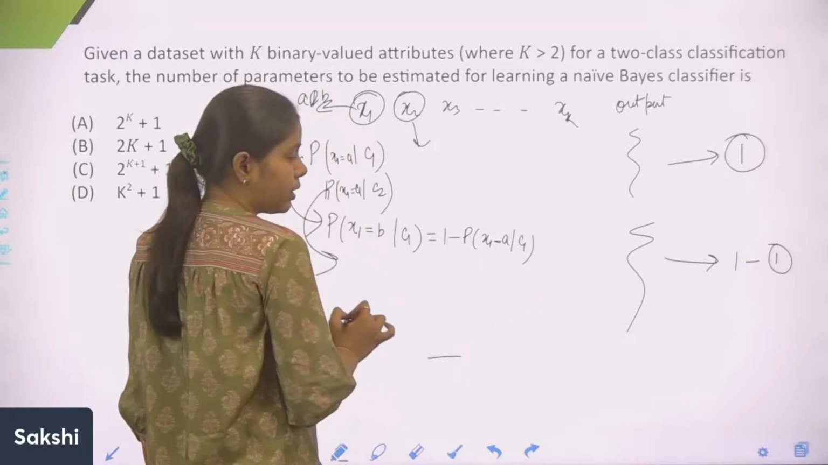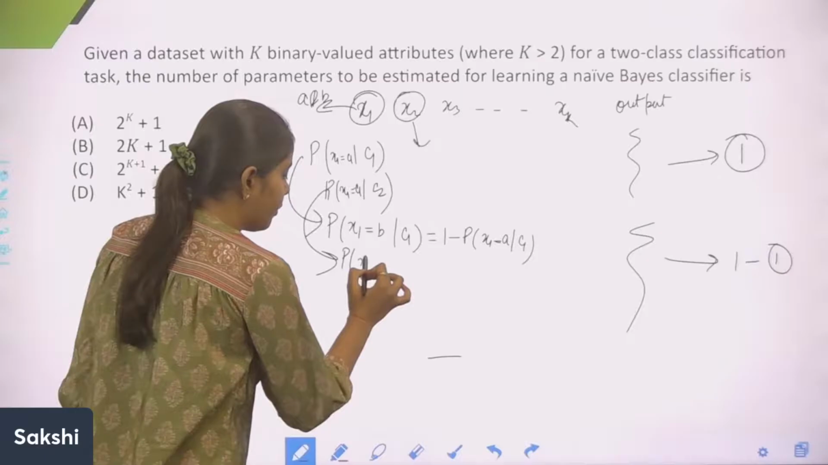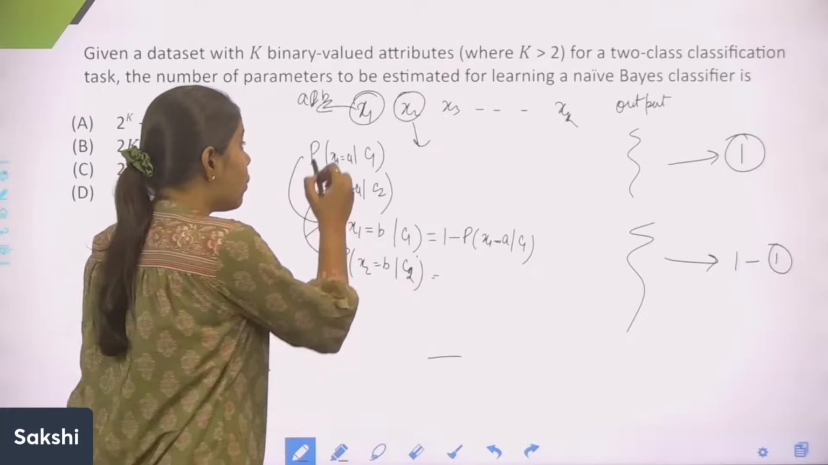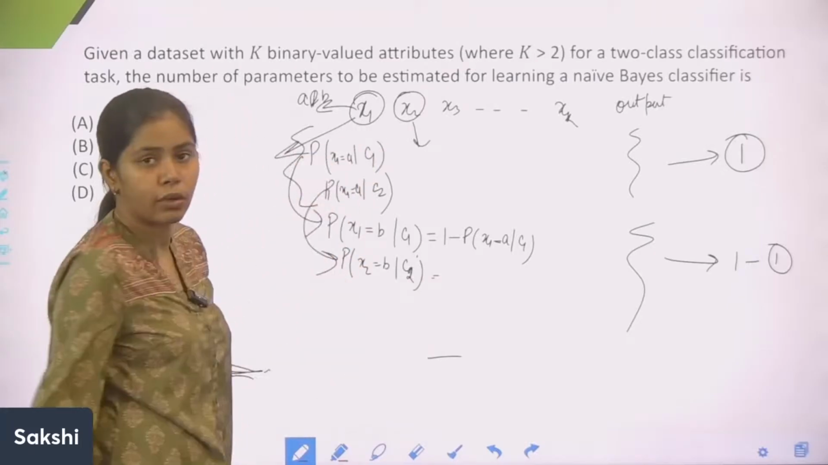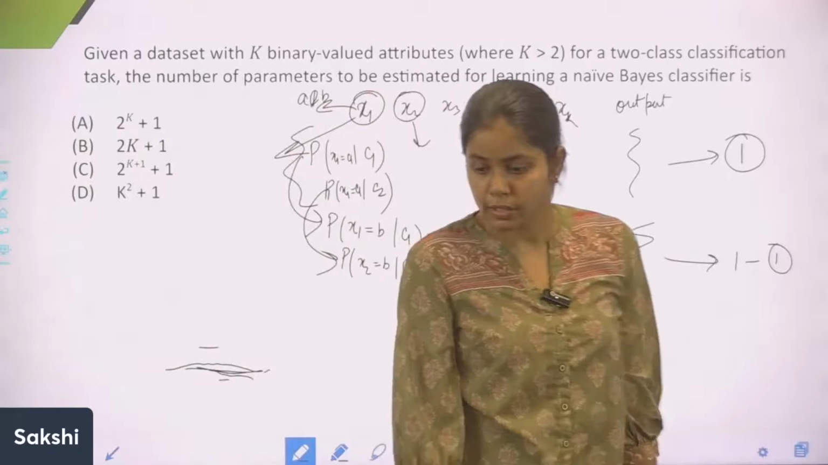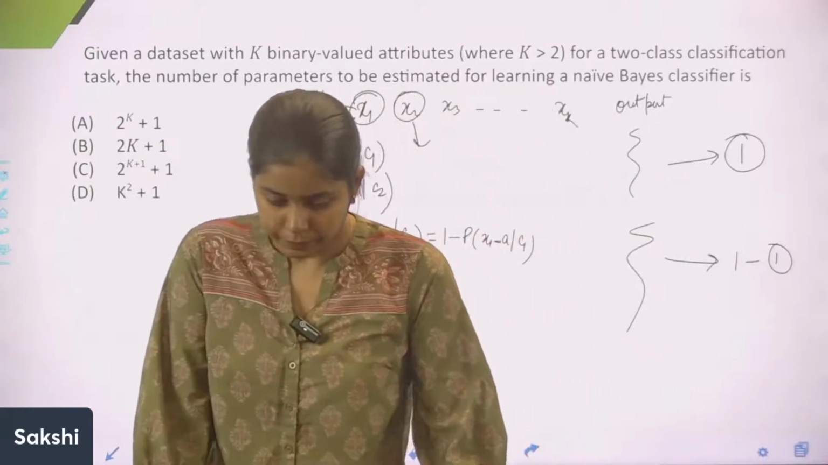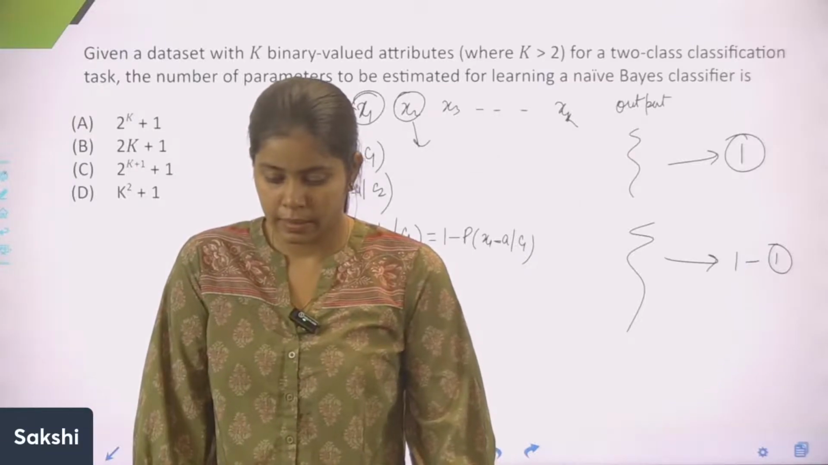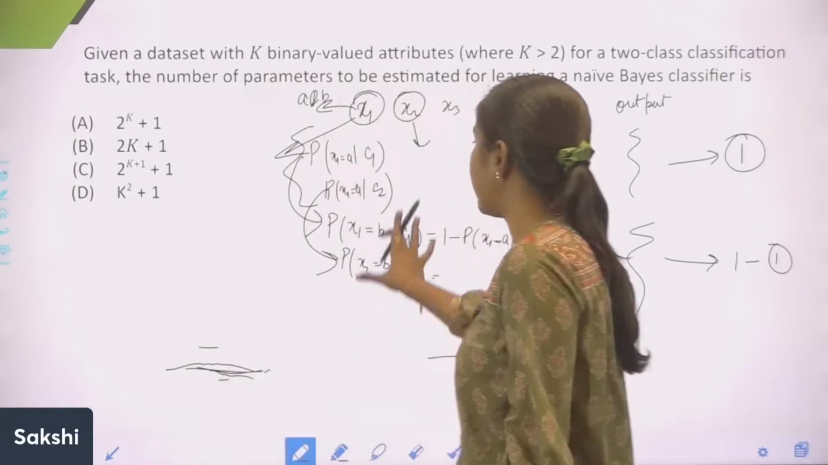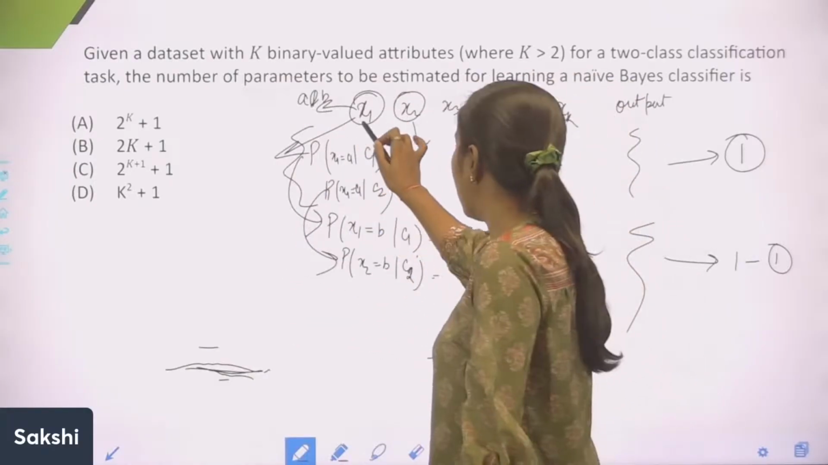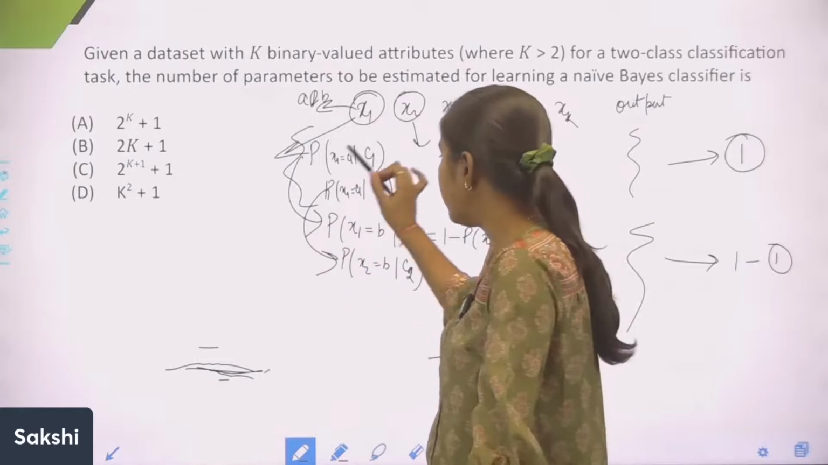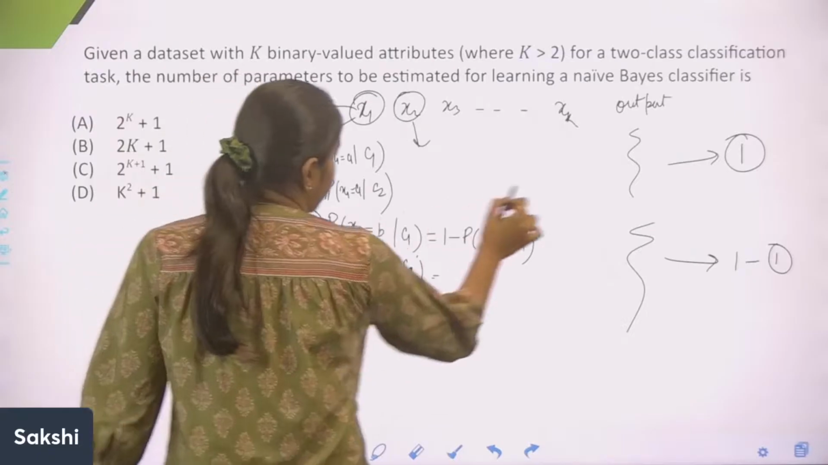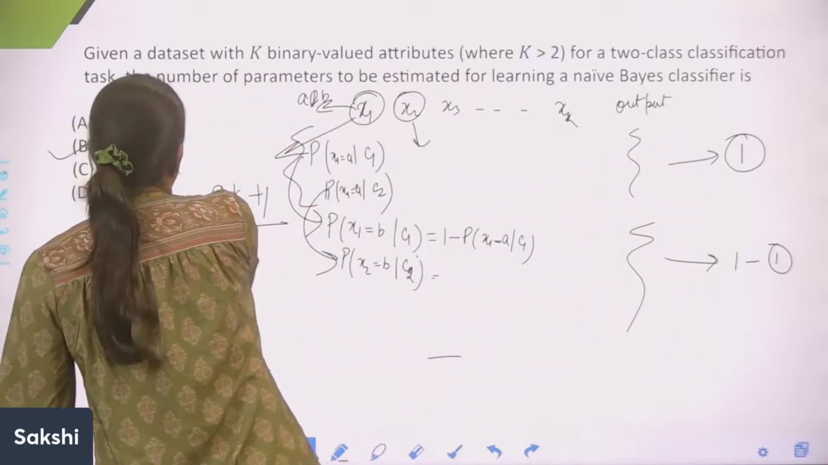Similarly you can find this as well. You can find the probability x2 equals b given c2 using this probability. So only two probabilities are required for working on one feature, and we have k features. Look, we have k features, and for each feature we have to find out two probabilities. So that means we have to find out 2k probabilities and one probability for the classes. So 2k plus 1. Here option B is correct.